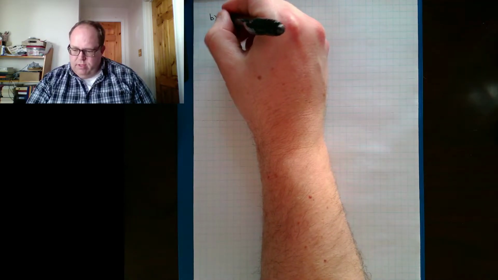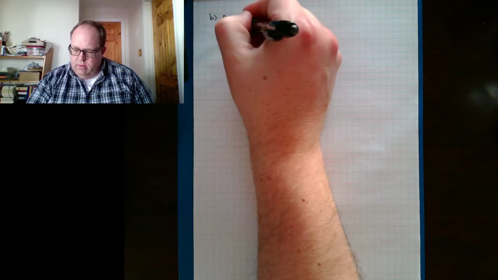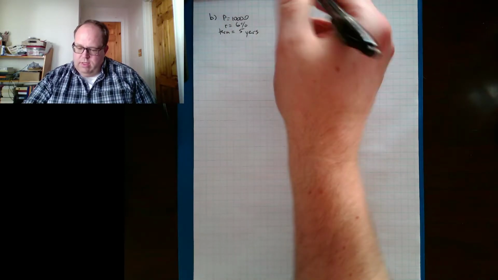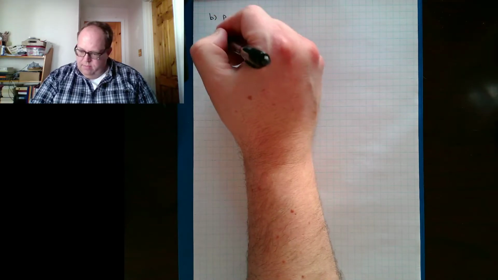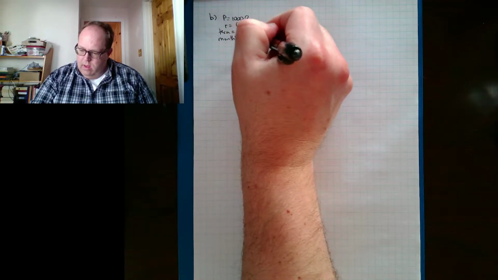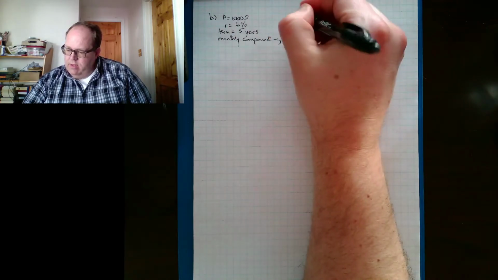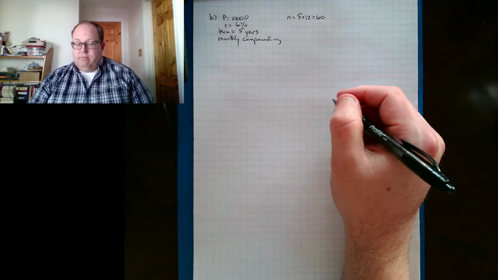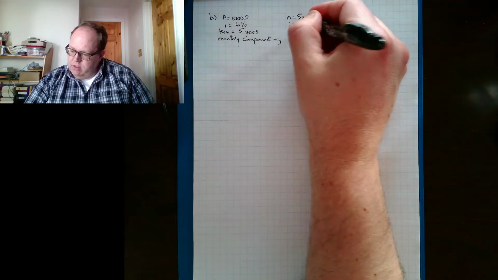Part B. Same principal borrowed, same rate, same length of term, only now this is compounded monthly. So this means that my n value is going to be 5 times 12, or 60. And my i value would be decimal 0.06 over 12.